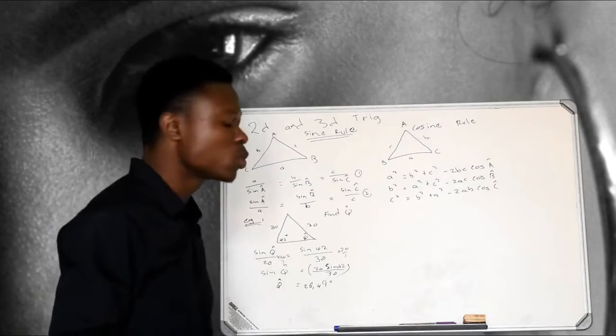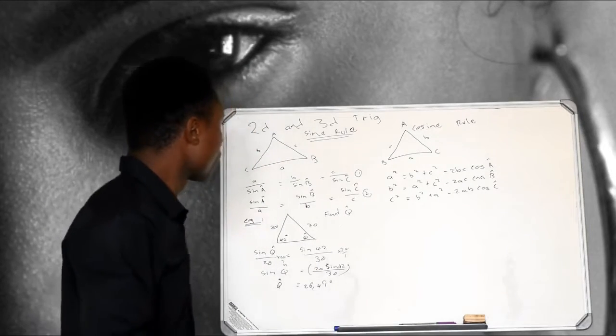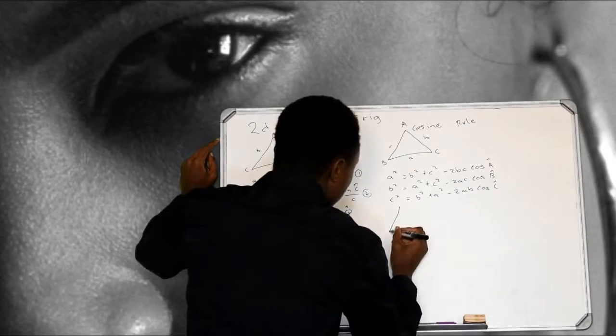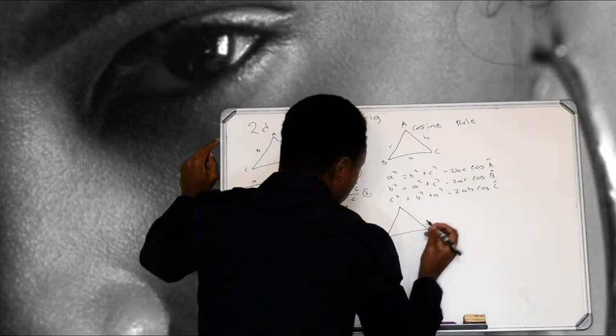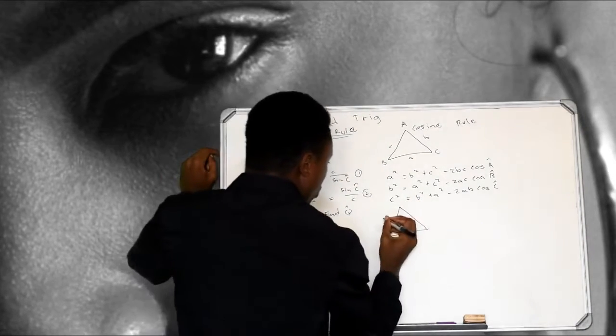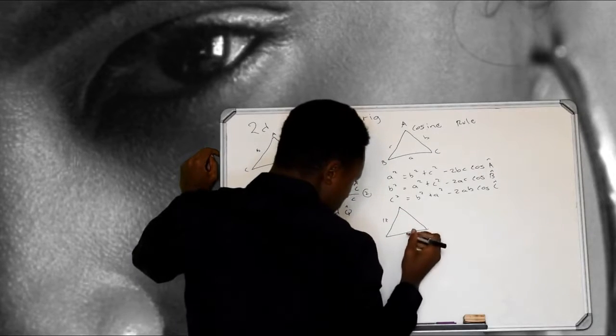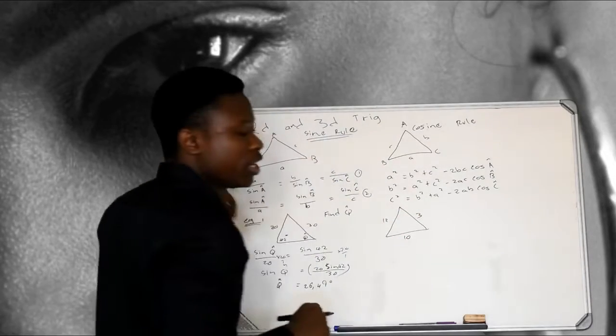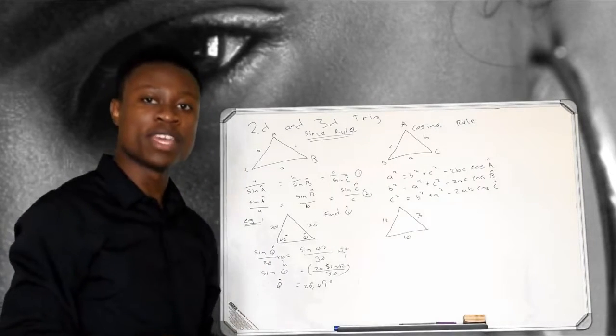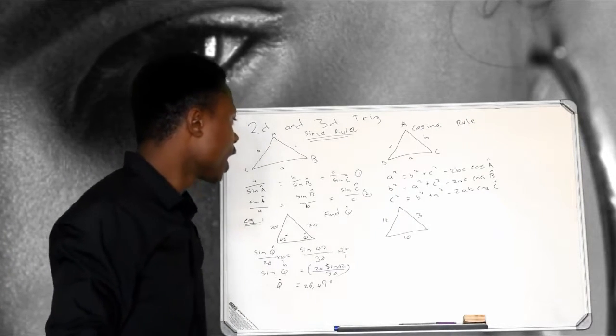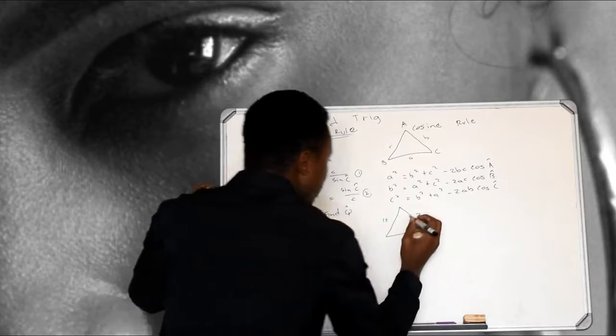Let's do an example to see what I'm talking about. Let me draw a triangle over here. I am given 12, 10, and 3. Those are the values that I'm given. And then it says, calculate what, let's say, A is.